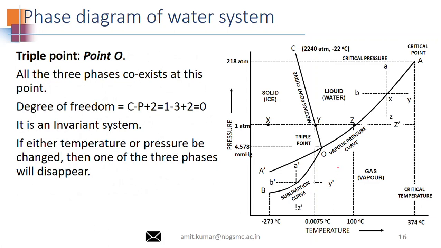And as we have discussed earlier, this triple point O indicates that all the three phases, solid, liquid and gas, coexist at this single point. So what will be the degree of freedom here? We have three phases, we have one component which is H2O. So again, using the Gibbs phase rule, F = C - P + 2, we have one component, three phases, plus 2, so that becomes 0. That means at this point this is an invariant system. So if either temperature or pressure is changed, then one of the three phases will disappear and the phase boundary again becomes visible.